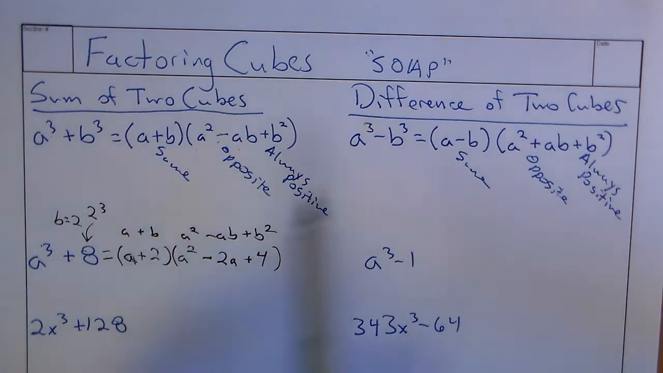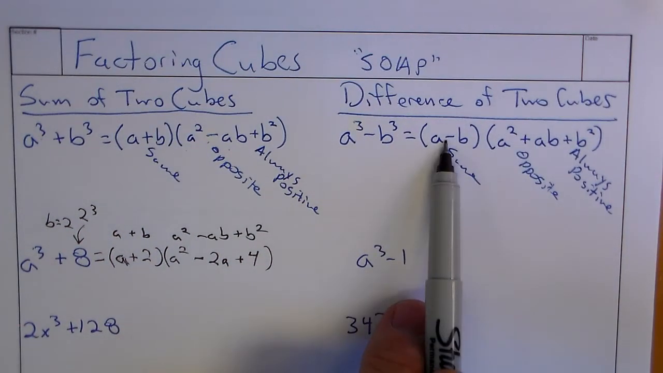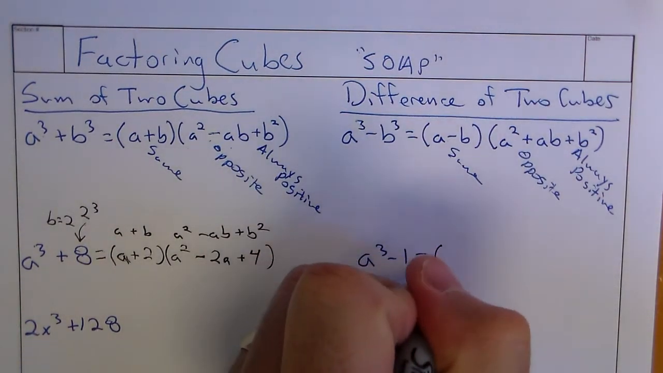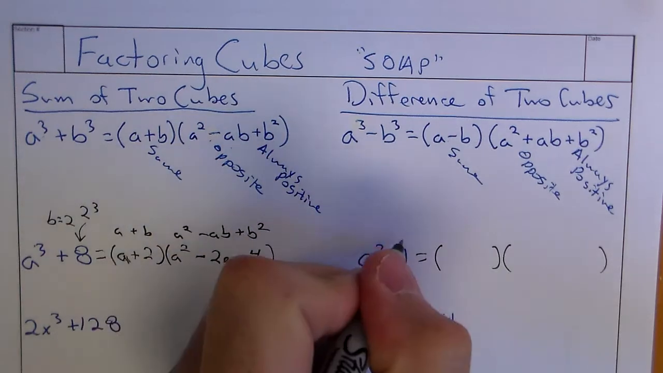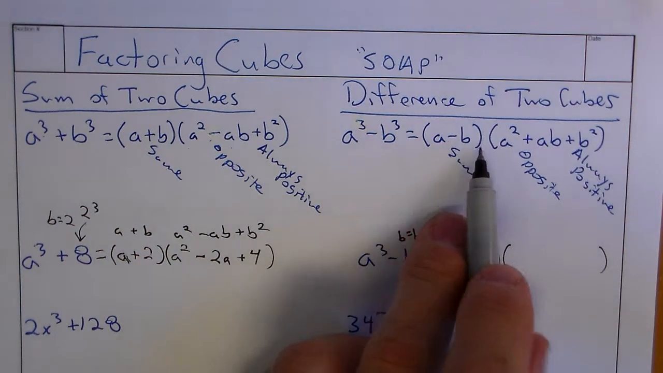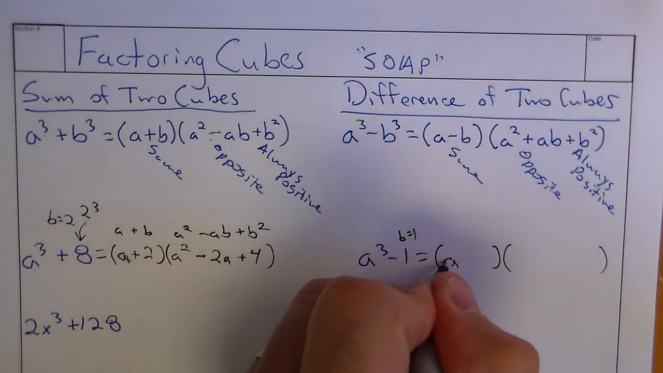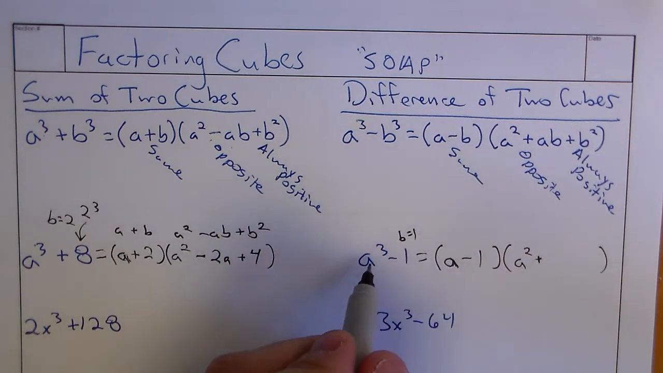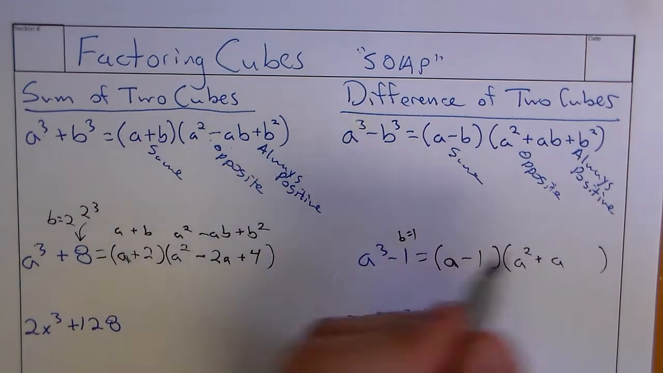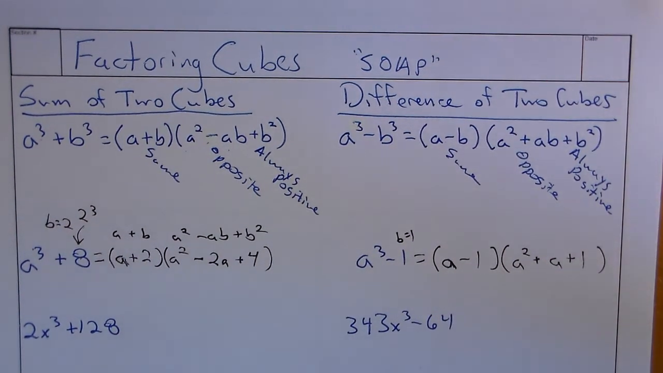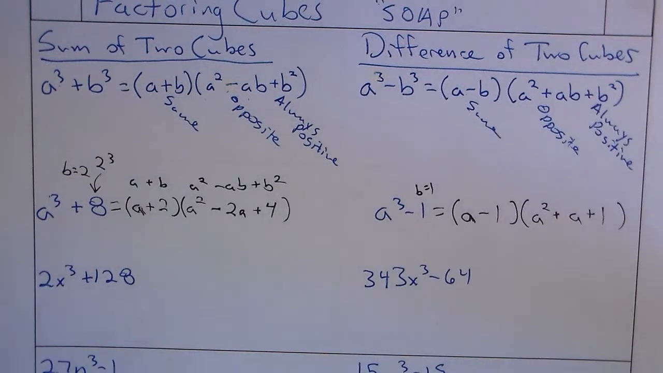So let's look over at the negative side. So now it went same sign, negative, positive on the opposite, and then always positive. So this one, we just have that b is 1 because 1 to the third is 1. So we're going to go a minus b, so a minus 1, a squared plus ab, so that's 1 and a, just a, plus 1 squared, or 1. So there's our factors.